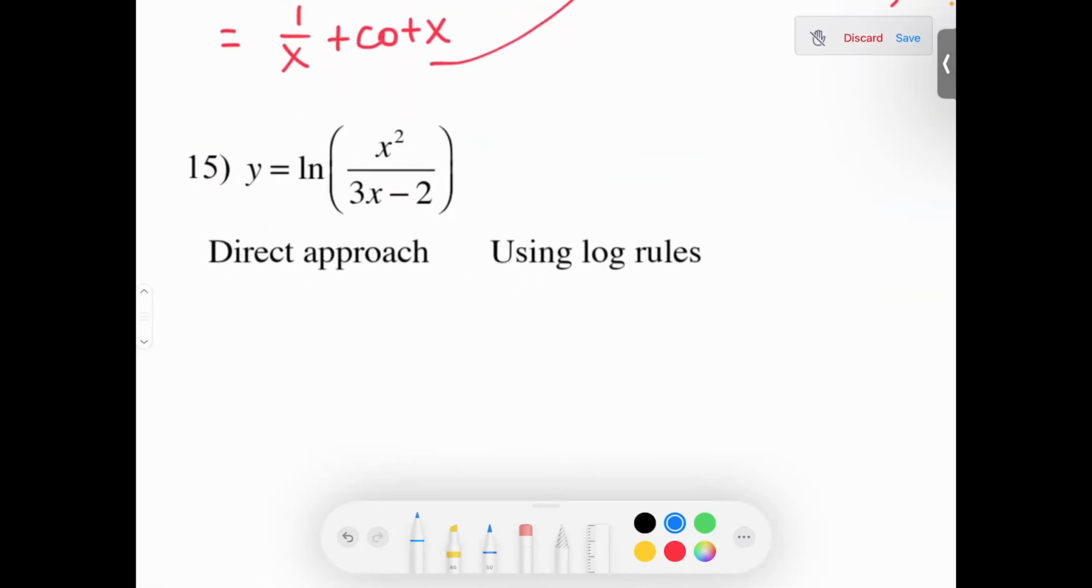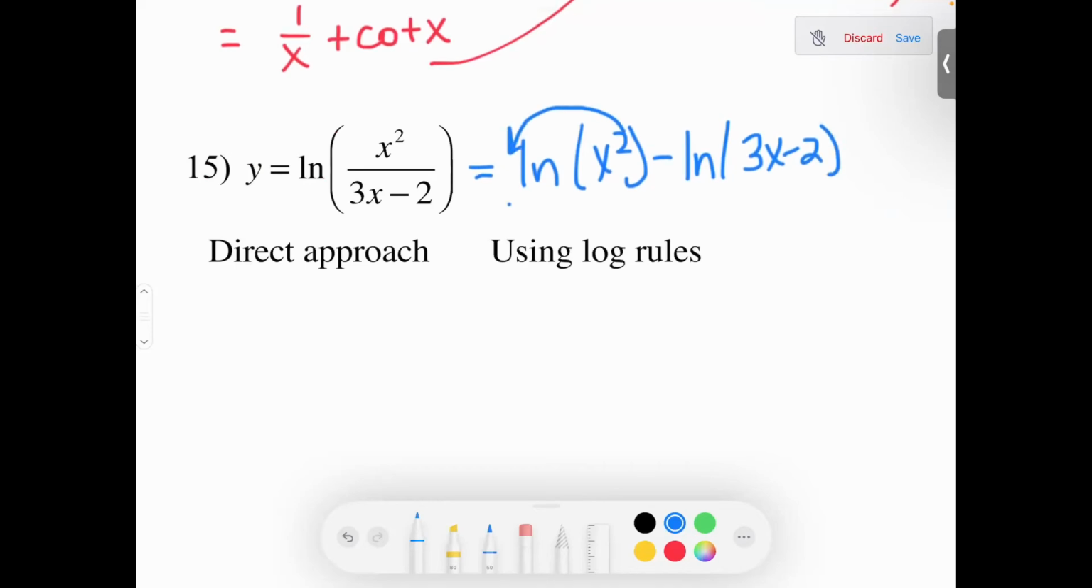All right, again, we're going to use those properties of logs. This is equal to the natural log of x squared minus the natural log of 3x minus 2. Since this x is being squared, we can also move it in front. So we get 2 natural log of x minus natural log of 3x minus 2. So now to take the derivative is going to be much easier than using ln and quotient rule and all that we would need originally had we not used the properties of logs here.